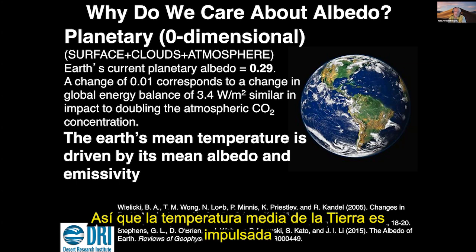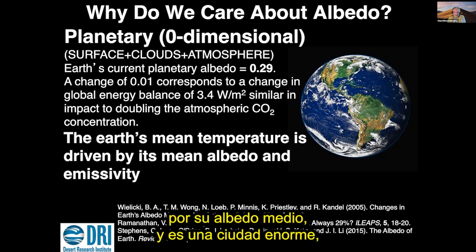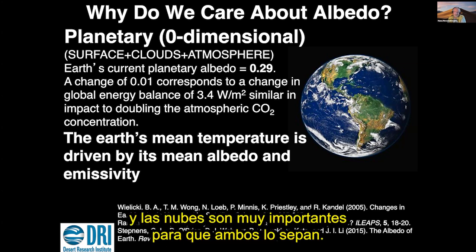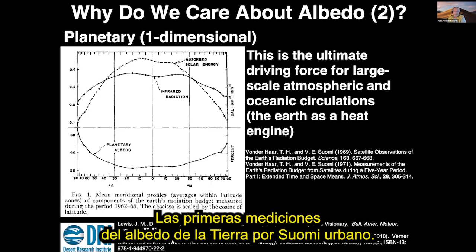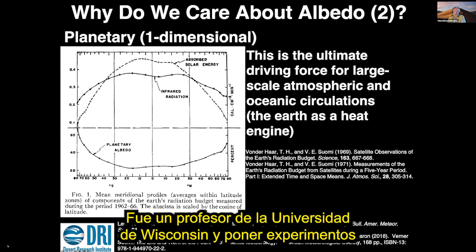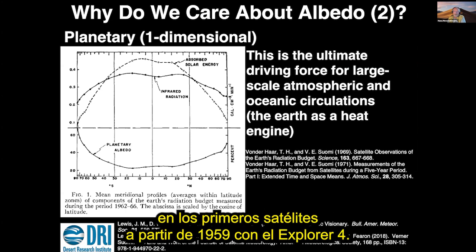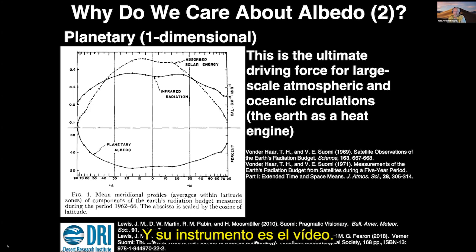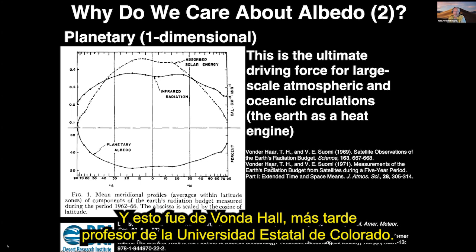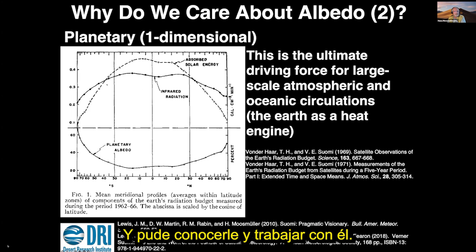So the Earth's mean temperature is driven by its mean albedo and its emissivity, and clouds are very important for both of them too. Now here are the first measurements of the Earth's albedo by Verner Suomi, who was a professor at the University of Wisconsin, and put experiments on the first satellites starting in 1959 with Explorer 4. And his PhD student who did his PhD on this was Tom Vonder Haar, later professor at Colorado State University. And I got to meet Tom and work with him.